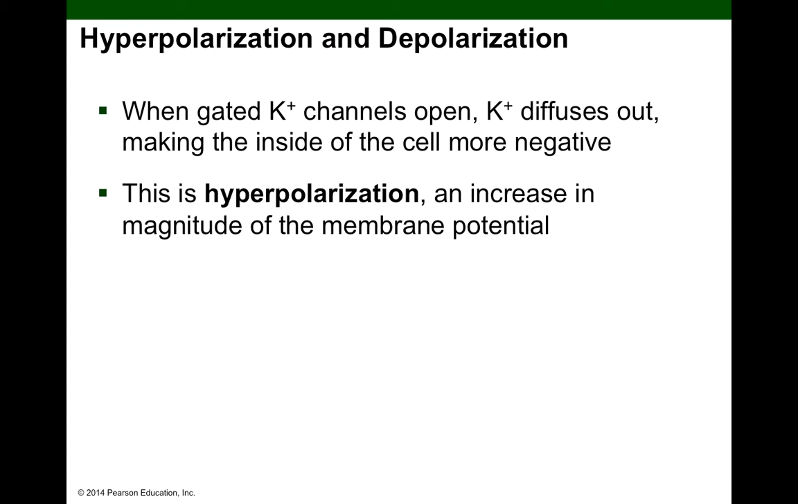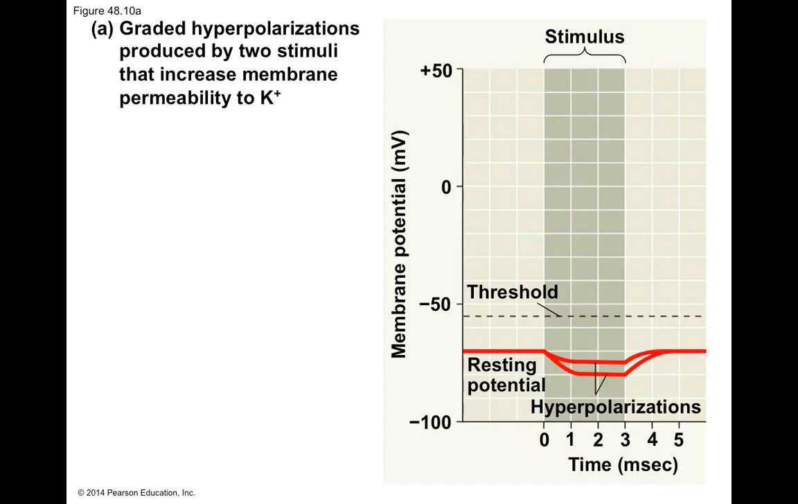Let's go back to our sodium and potassium ions in the neuron. Remember that the potassium ion concentration is higher inside the cell than outside. So if we open potassium channels, then potassium ions will flow to the outside of the cell. This will make the inside of the cell more negative. We can refer to this as hyperpolarization. And if we were to measure the voltage, hyperpolarization would look like this on a graph, with the membrane potential becoming more negative.